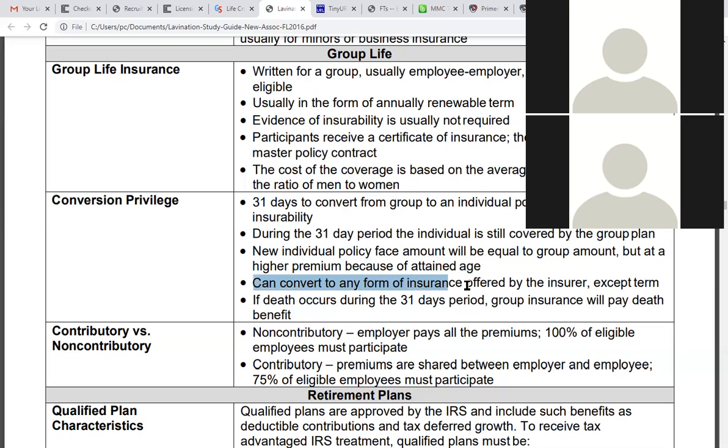They can also convert to any other form of insurance, whatever form they have, except term. So when you have a policy at your job, even if you say you don't like whole life, that's the only way you can convert it: to a whole life. A group can only convert to a whole life. Test question right there. Learn that. You can do the conversion in 31 days without proof of insurability.